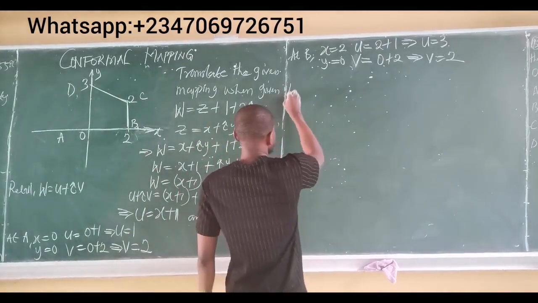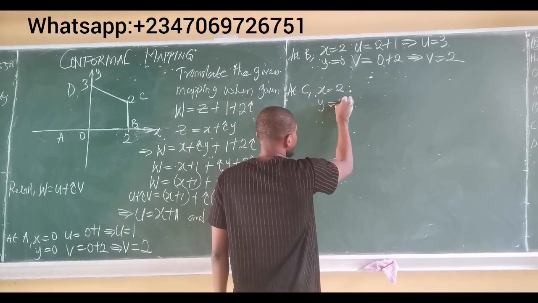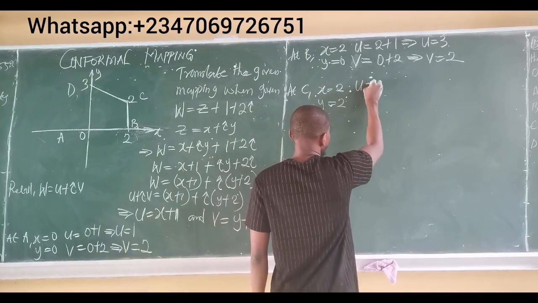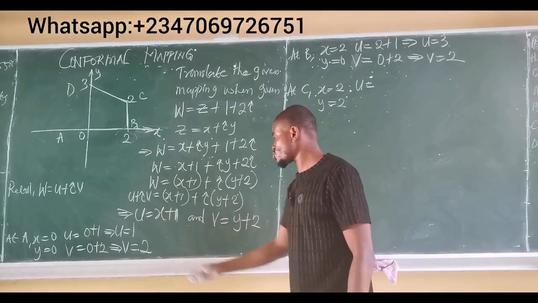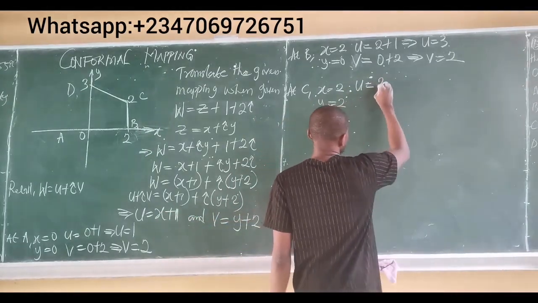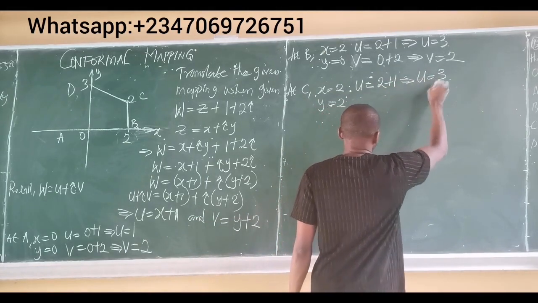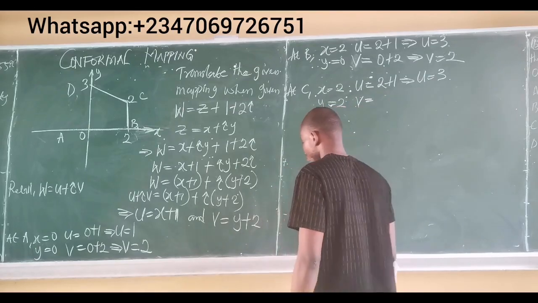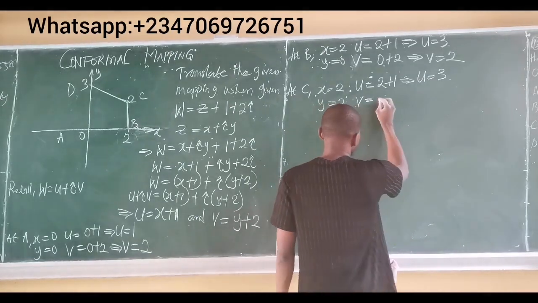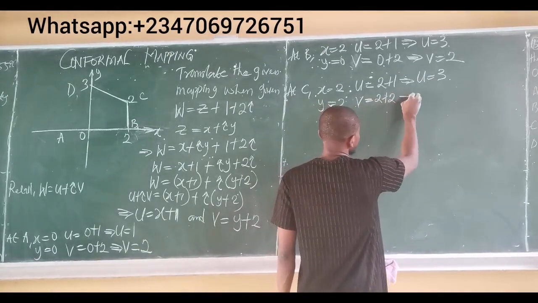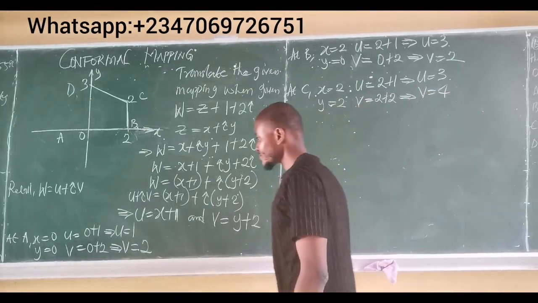So at C, X equals 2, Y is also equal to 2. Therefore, U is equal to, not forgetting, we said U is X plus 1 and X now is 2. So in place of X, you have 2 plus 1. This implies that U is equal to 3. V is Y plus 2 and Y now is 2. So you have V equal to 2 plus 2. So this simply implies that V is equal to 4 at C.